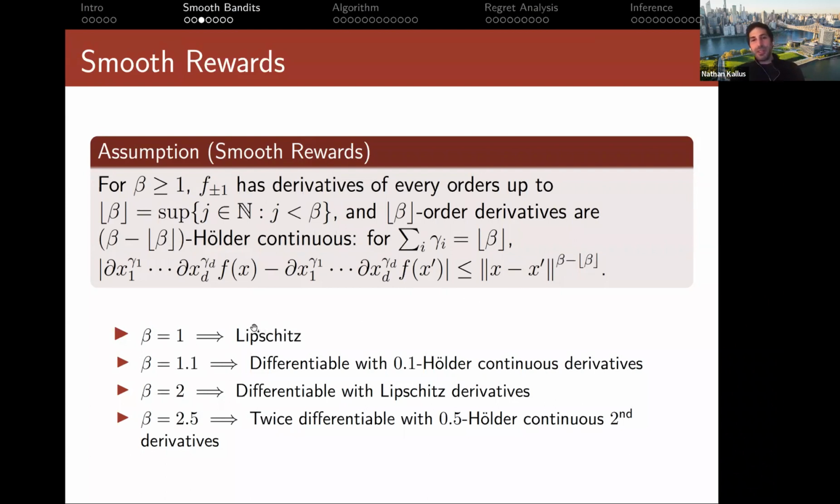So some examples of this, if beta is 1, then we're talking about Lipschitz functions. If beta is 1.1, then it's just slightly more than Lipschitz. It's differentiable with a very, very, very slightly continuous derivative. If beta is 2, it's differentiable with a Lipschitz continuous derivative, which is like almost twice differentiable. When beta is equal to 2.5, then it's twice differentiable with a half-Holder continuous second derivative, et cetera, et cetera. So this is going to be the key assumption that we're going to make.